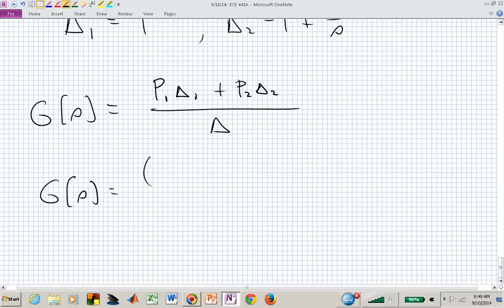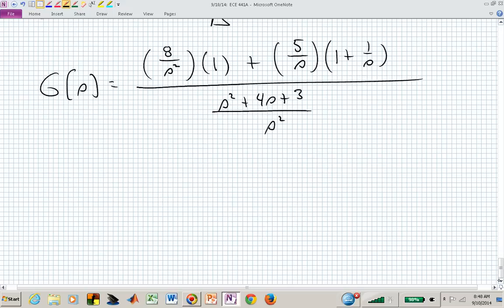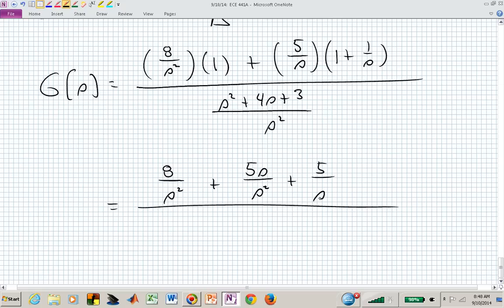G of s is now path 1. Path 1 was 8 over s squared. Delta 1 was 1. Path 2, 5 over s. Delta 2 was 1 plus 1 over s. All divided by the determinant, which was s squared plus 4s plus 3 over s squared. And I've written the numerator so that we can put everything over a common denominator, essentially. We have 8 over s squared plus, let's say, 5s over s squared plus 5 over s squared over s squared plus 4s plus 3 over s squared.